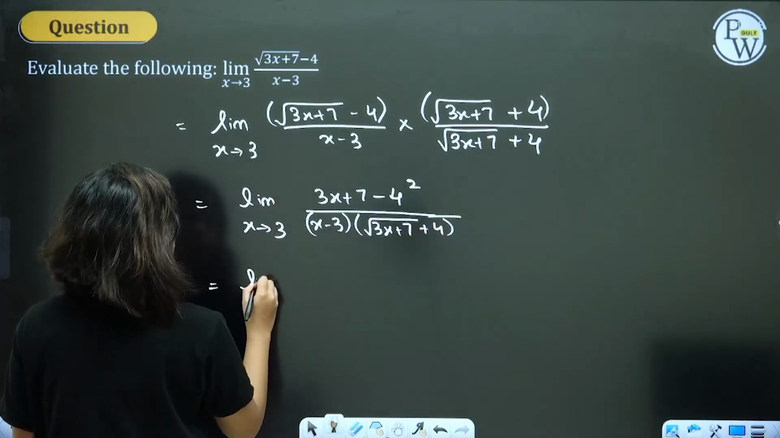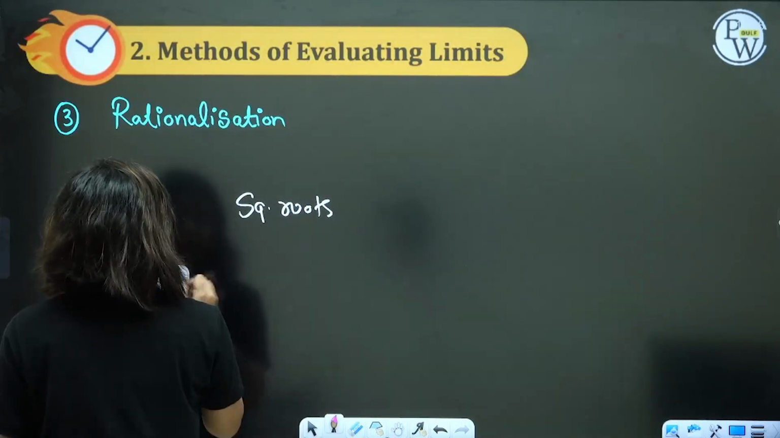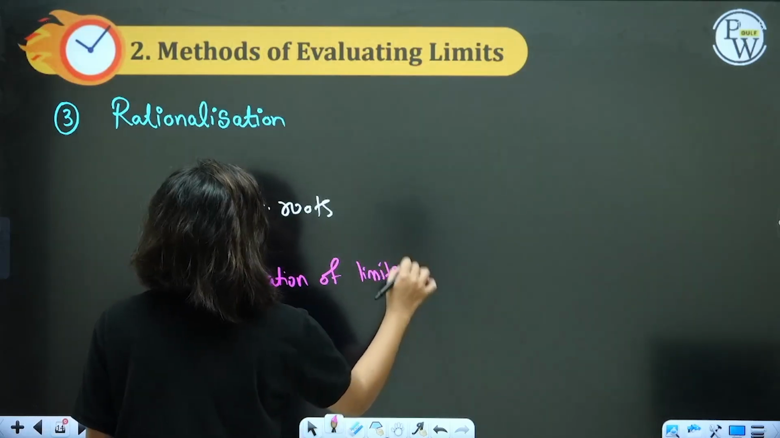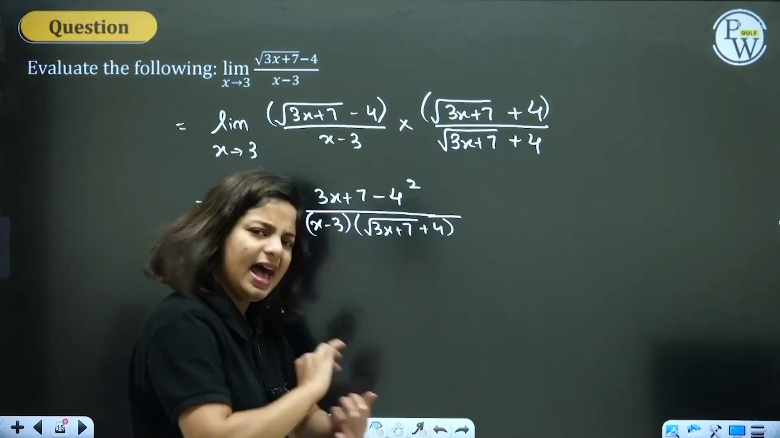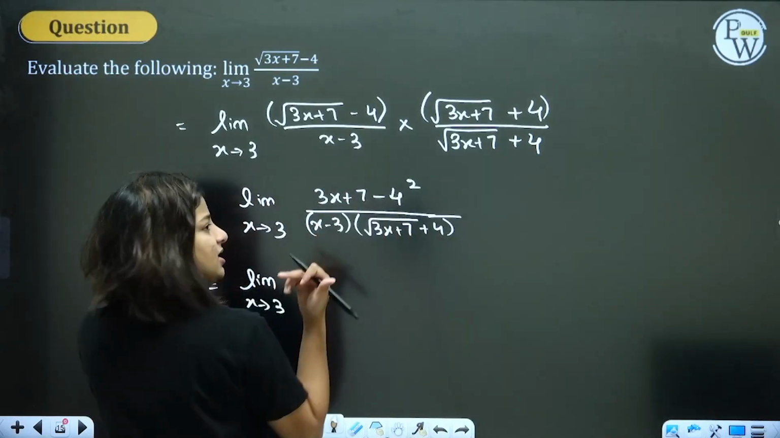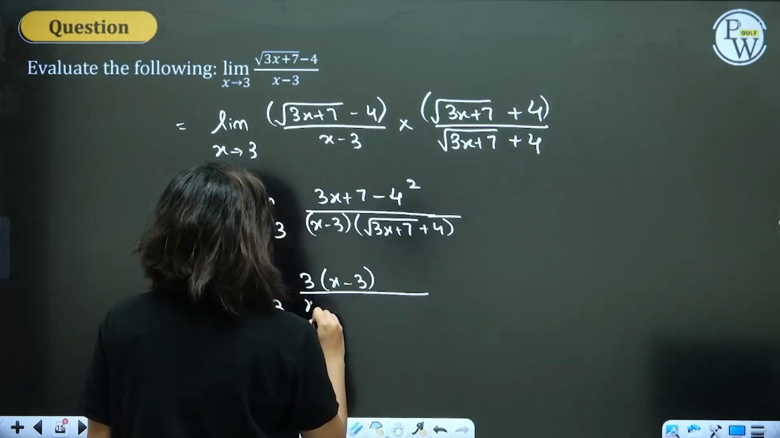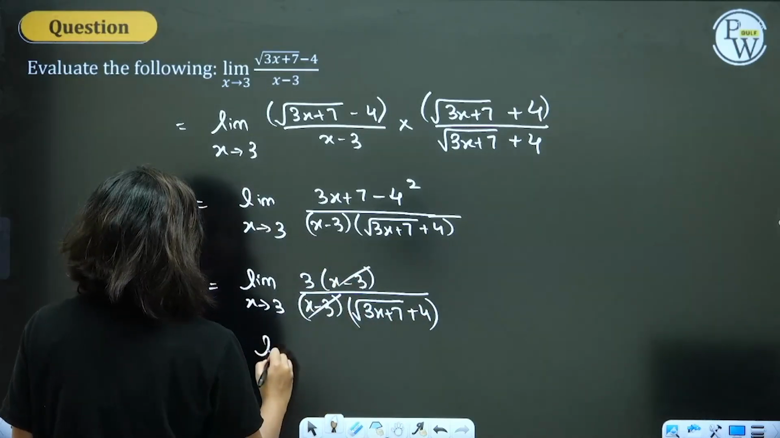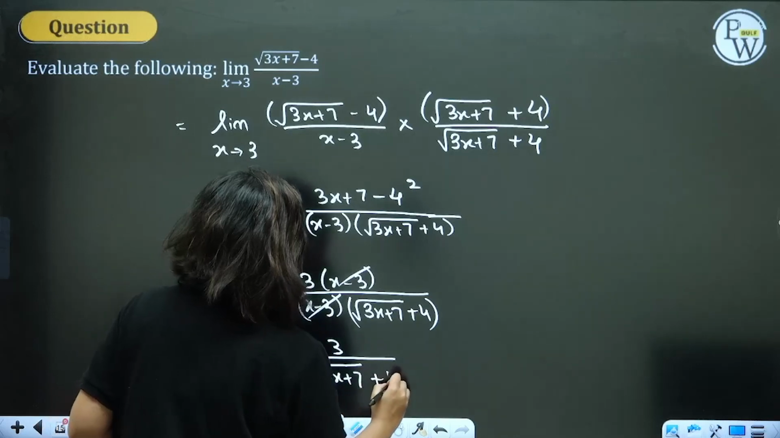Again, in rationalization, one thing which happens is cancellation of limits, always. That means the term which is causing 0 by 0 will be cancelled. What do I mean by cancellation of limits? The term because of which I am getting 0 in the denominator, that has to be removed. And to remove that, we do factorization, rationalization, etc. Okay, 7 minus 16 will be 3x minus 9, 3 common, x minus 3, upon x minus 3 root of 3x plus 7 plus 4. Now you can easily substitute the limits. Once cancellation is done, our task is just to put the value.